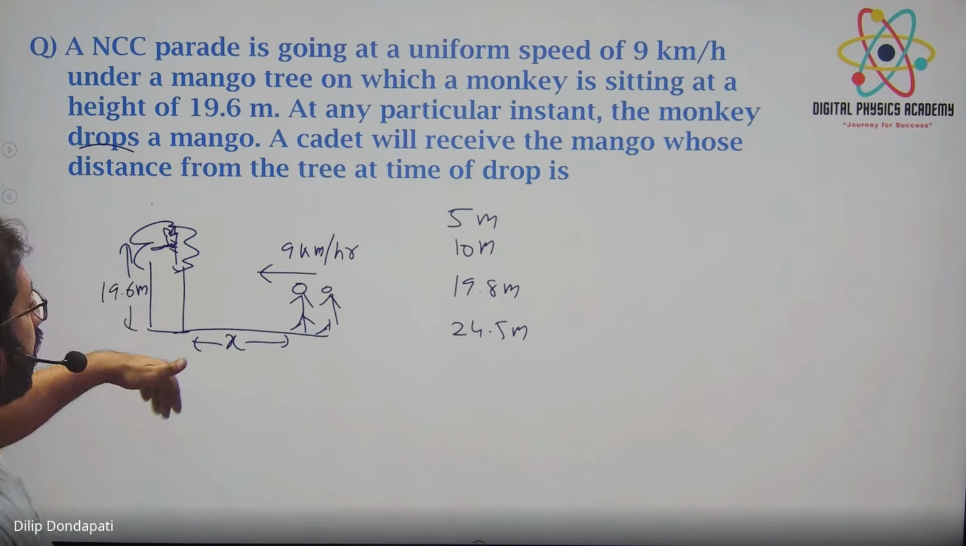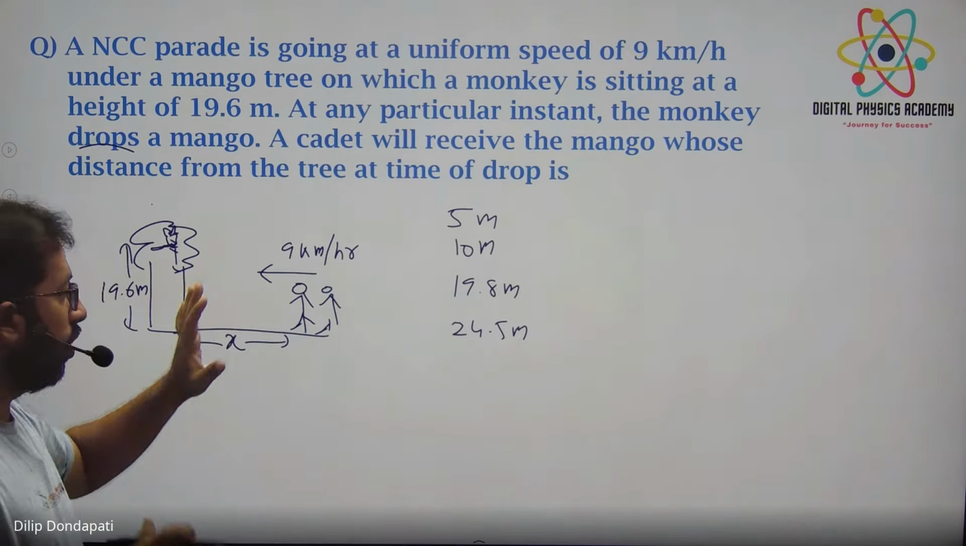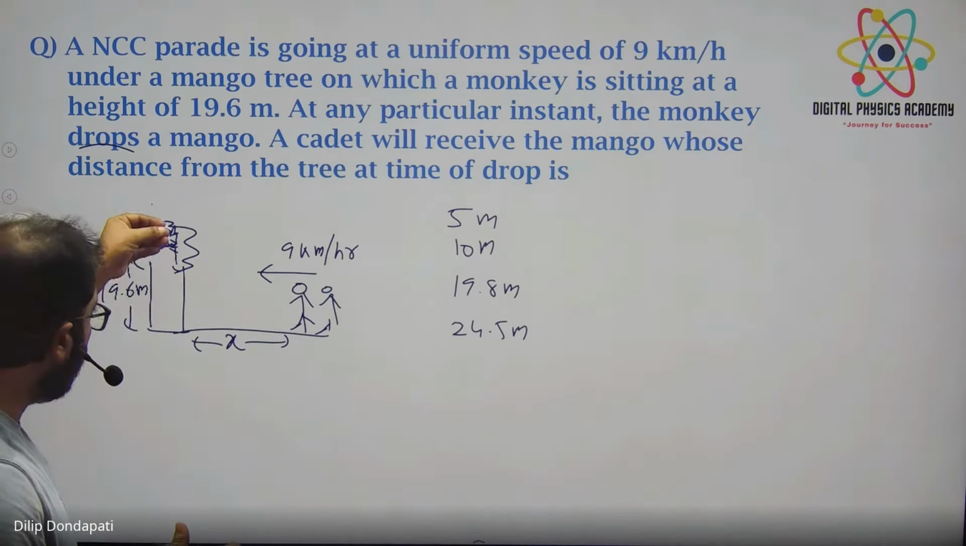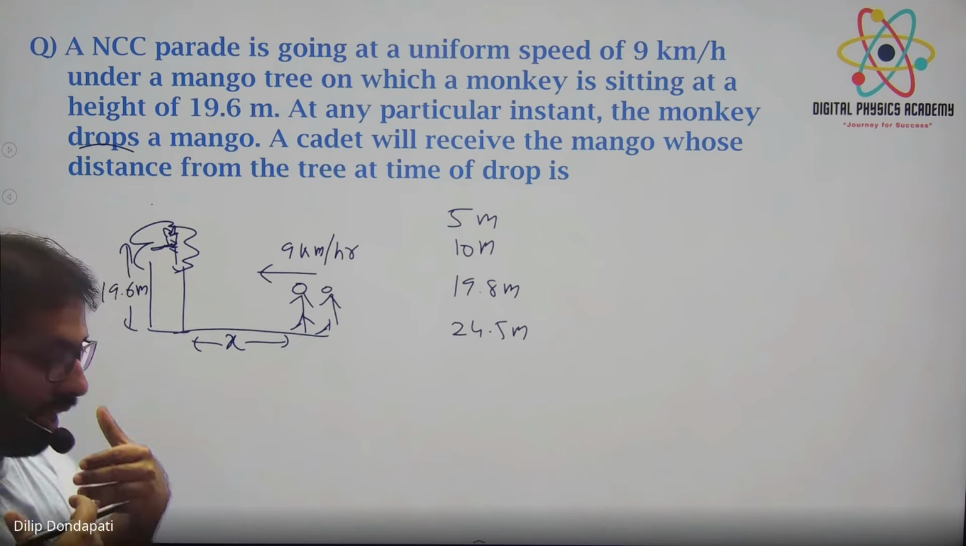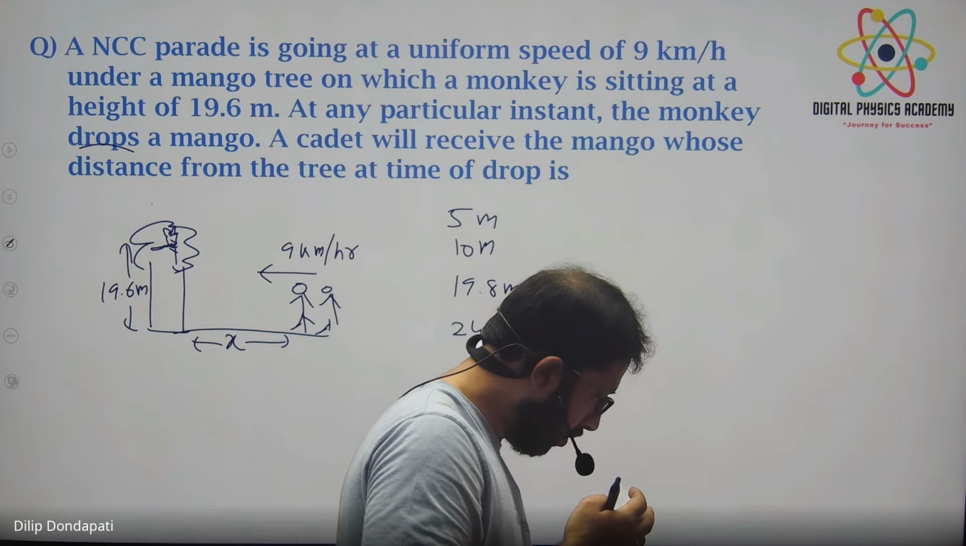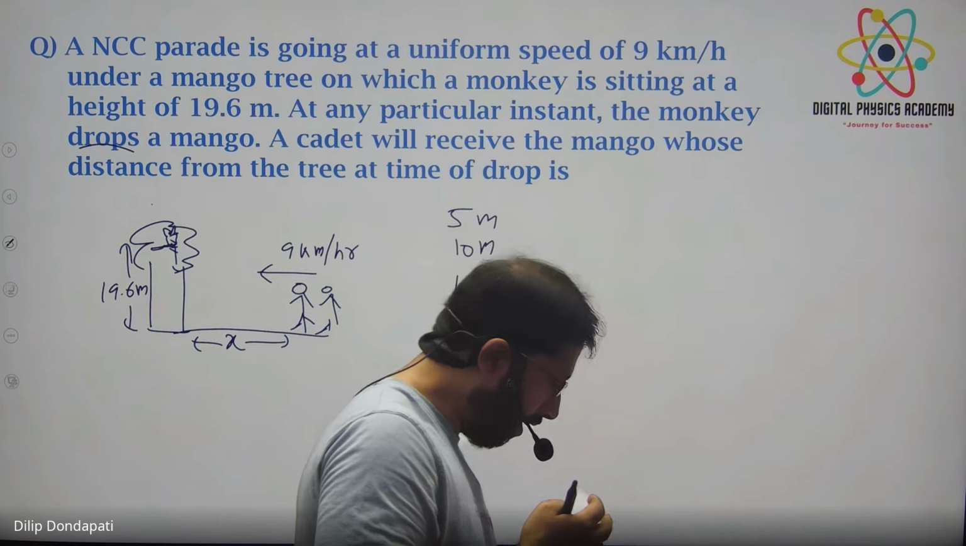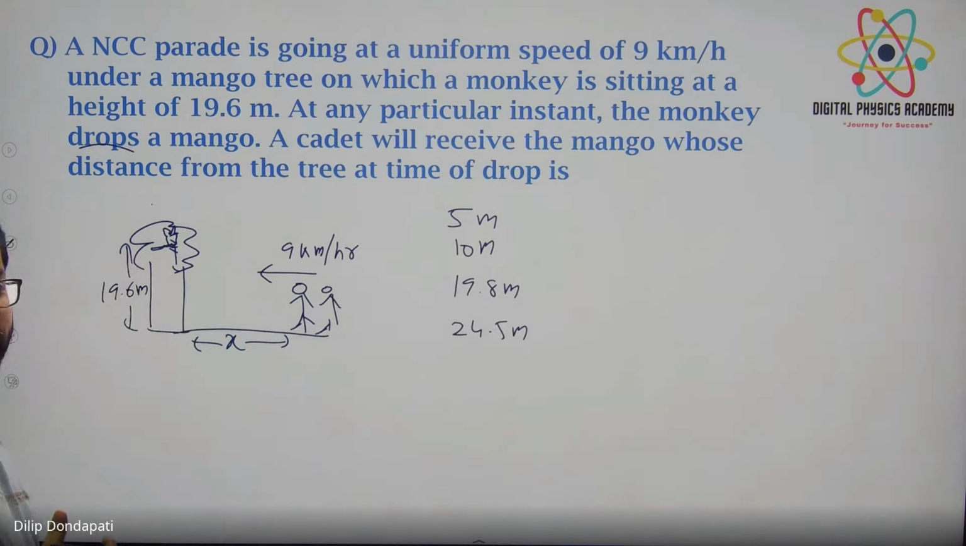So why would it catch the mango if it's not near, meaning below the tree? Which distance? See, they are going with constant speed, right? I got 10 meters. Should be x, 5 meters, 5, 10. Let's see who's right. 5 is the answer. 5 is the answer.